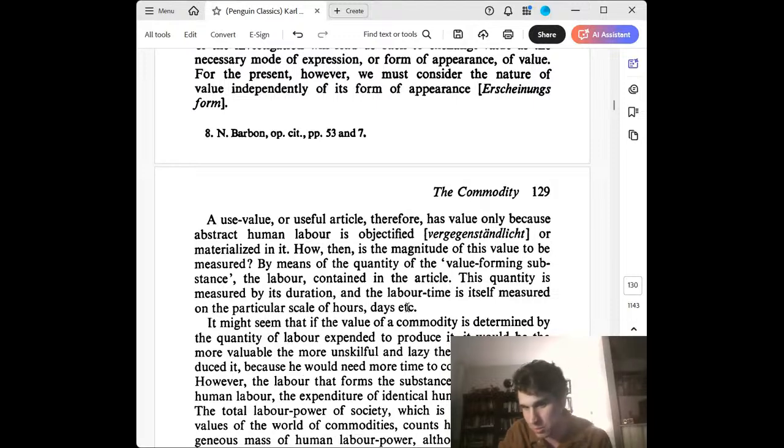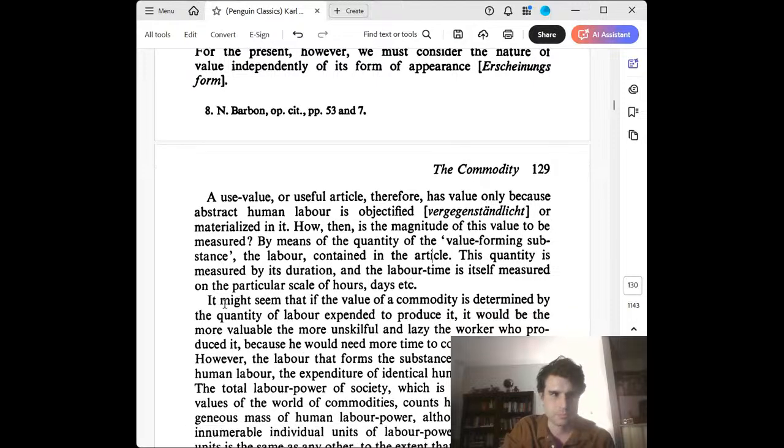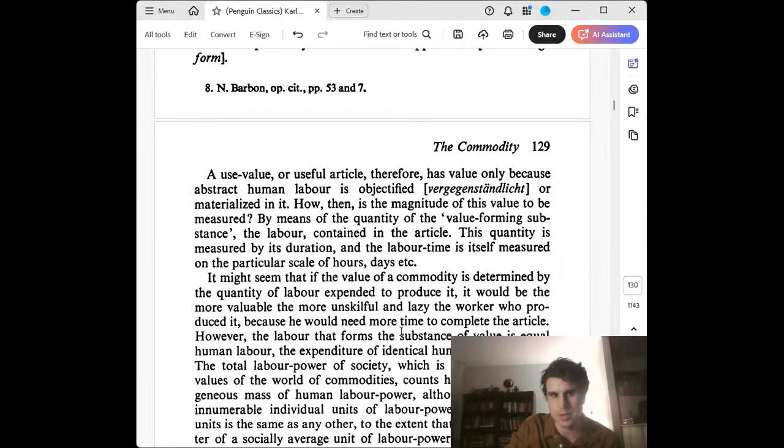Well, then we get a problem, a question that arises that Marx responds to. It might seem that the value of the commodity is determined by the quantity of labor expended to produce it. It would be the more valuable, the more unskillful and lazy the worker who produced it, because he would need more time to complete the article, right? Okay, well, I'm just going to take all day to do things so I get paid more. That's not how it works.